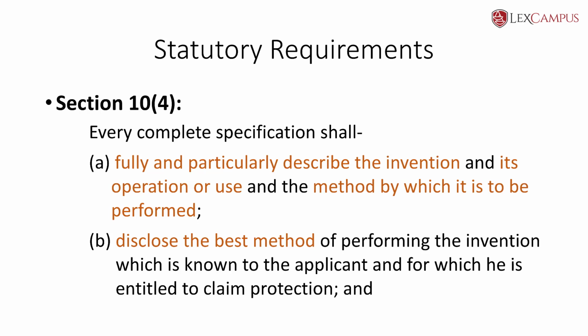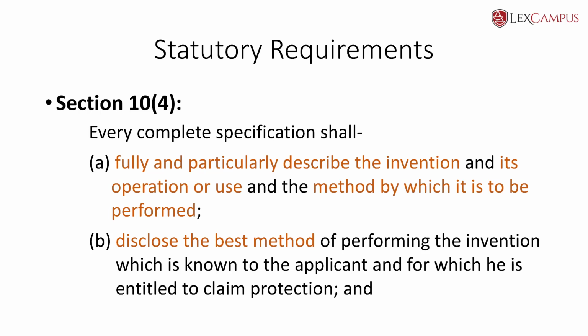Now, what does the best method requirement ask an applicant to do? It simply requires him to disclose the best method. And the best method should be something that is known to the applicant. What is known to her? If the applicant doesn't know it, then there cannot be a burden on the disclosure. We will get to the details of what a best method is and what is the scope of the best method in our subsequent lectures.